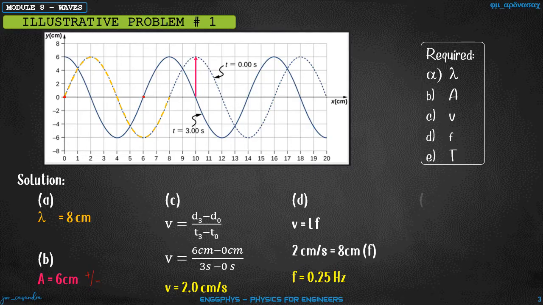And the last required, we have our period, which is simply the reciprocal of the frequency. So that's 1 over f. So the period now is equal to 1 divided by 0.25, or that is 4 seconds. Okay? So let's move to the next problem, number 2.